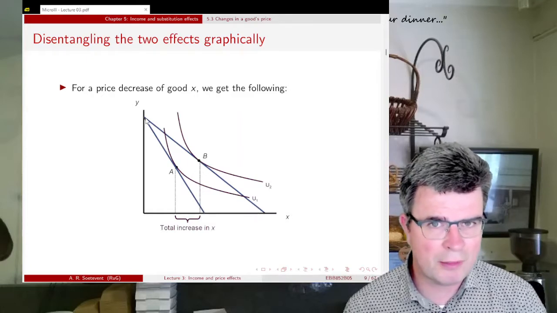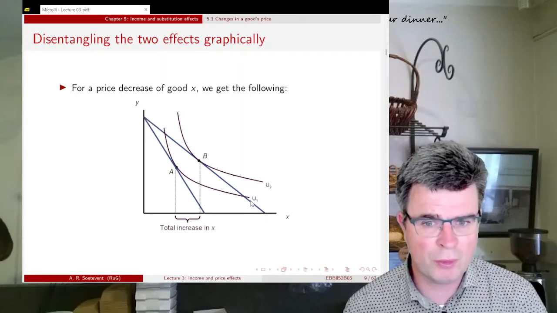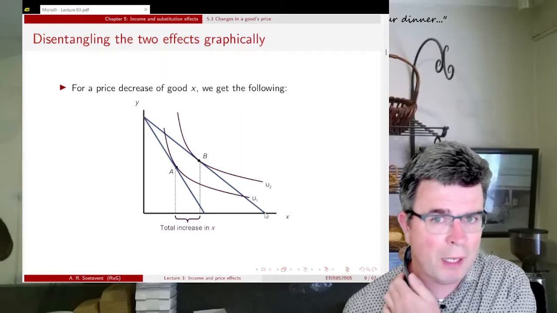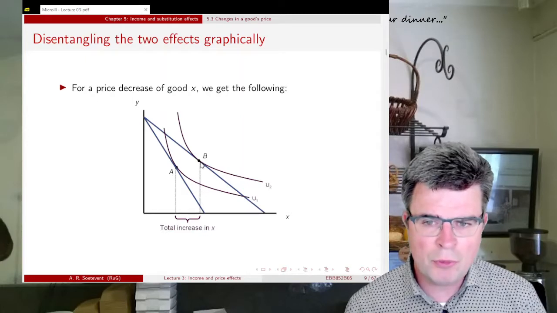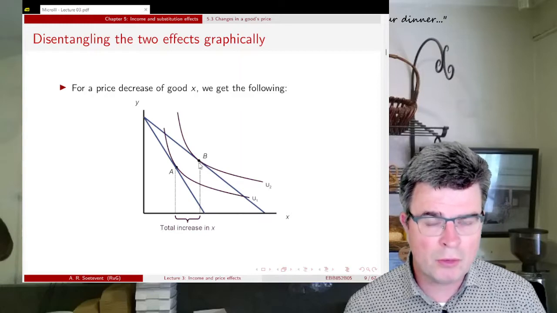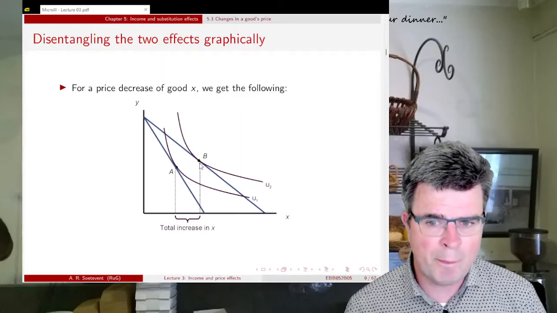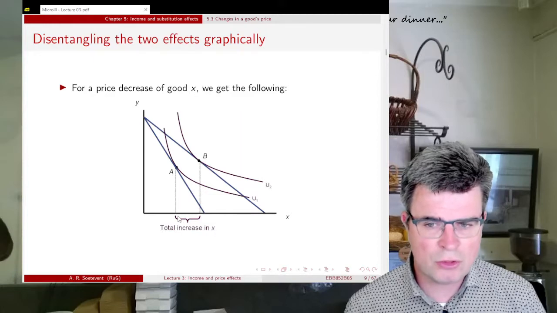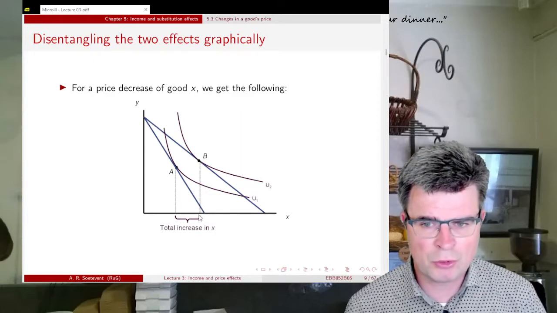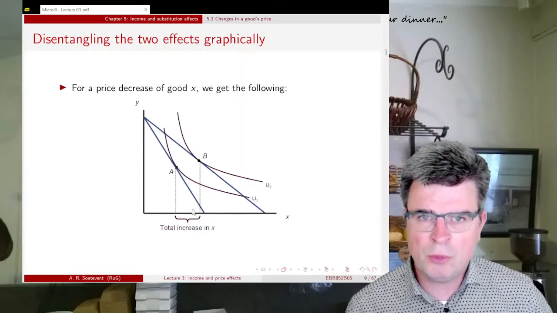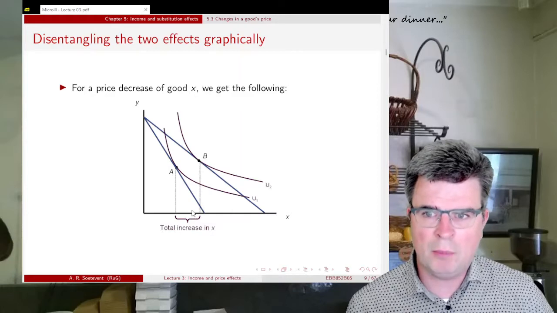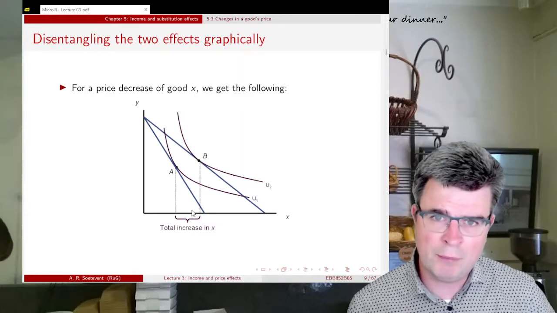If we spend our entire income on good Y, we can buy exactly the same number of units as before. If we spend it on good X, we can buy more units than before. And now we are able to reach a higher indifference curve U2 by consuming bundle B. So the total increase in the consumption of good X is equal to this horizontal part over here. Now we decompose it into the substitution effect and the income effect. We first do it graphically and then we do it mathematically.